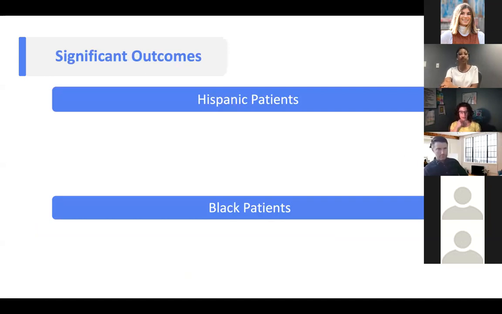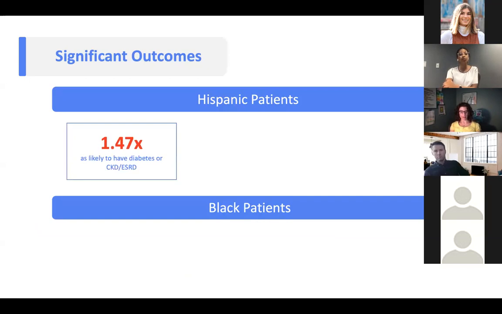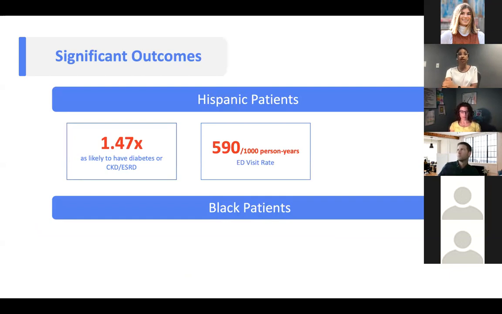So for significant outcomes, our Hispanic patients were 1.47 times as likely to have diabetes and 1.47 times as likely to have CKD or ESRD in comparison to white patients. The Hispanic ED visit rate was 590 visits per 1,000 person years, which was the highest for race and ethnicity. But the amount of patients who had an acute hospitalization was 41%, which is actually the same number as both the low risk zip code and the high risk categories from the previous slides.